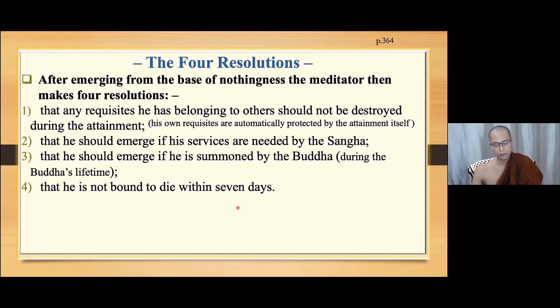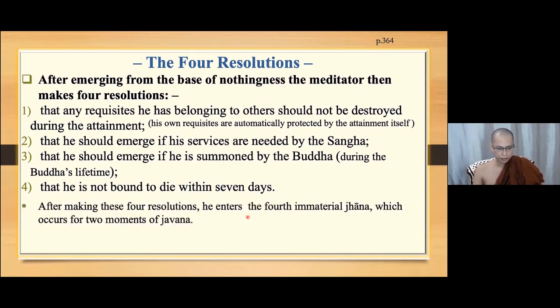Then the last one, he makes the resolution not to die within 7 days. If his lifespan is very close to ending, less than 7 days, he cannot enter the Nirodha Samapatti. So in this way, 4 resolutions are mentioned, but I think not every meditator or every noble person entering the Nirodha Samapatti makes all the resolutions, because in the story of the Third Buddhist Council about the master Moggaliputta Tissa, it is said that he was not aware of the expectation of the Sangha when he was entering the Samapatti. So it seems some resolutions can be absent, can be skipped, before entering the Nirodha Samapatti for some individuals.